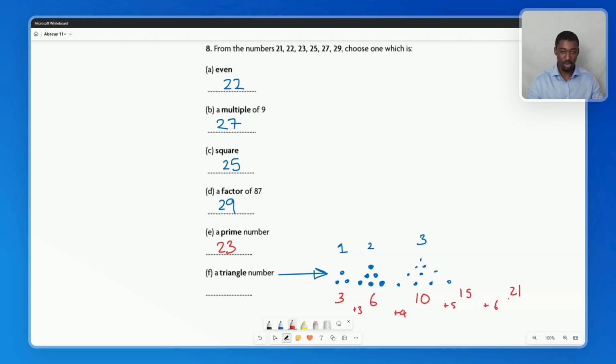So those are our triangle numbers. That's how triangle numbers work. And it's something we just need to know. But as you can see, once you understand it, it's not too complex. The triangle number here is 21, which is what we get when we try and make our 5th equilateral triangle.